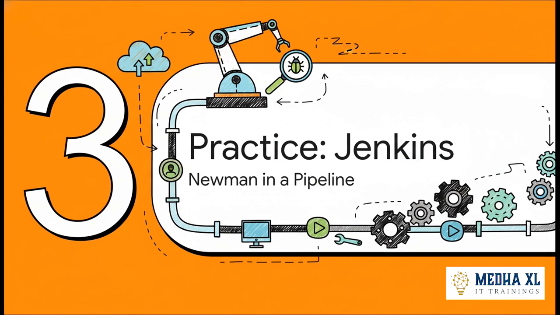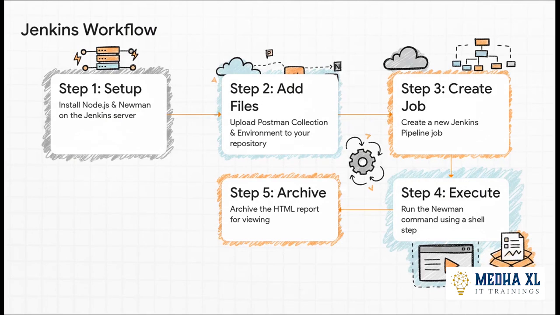Let's see how this all plugs into a real-world tool that tons of companies use, Jenkins. The workflow in Jenkins is actually pretty straightforward. First, you get the tools set up on your server. Then you add your Postman files to your code repository right alongside your code. After that, you create a Jenkins job that runs our magic Newman command. And finally, you save the report so you can actually see the results.